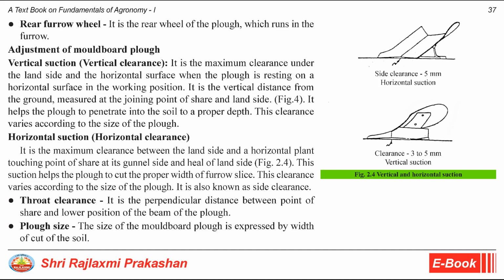Throat clearance is the perpendicular distance between the point of share and the lower position of the beam of the plough. Plough size: the size of the mould board plough is expressed by the width of cut of the soil.